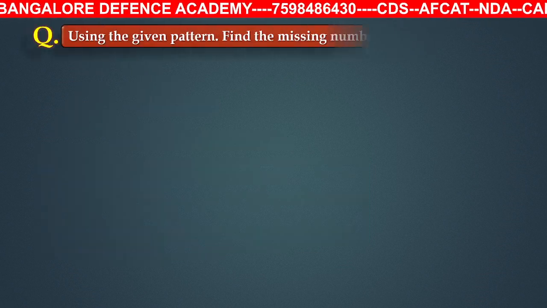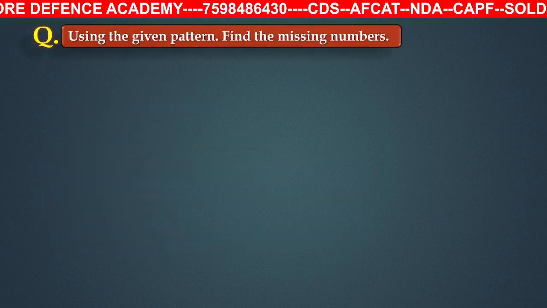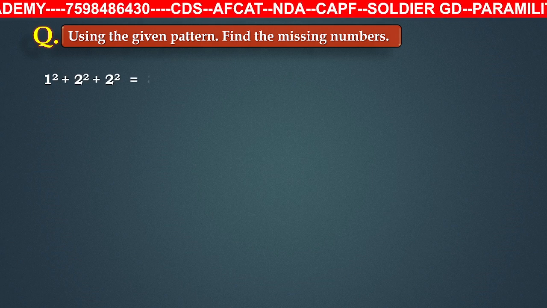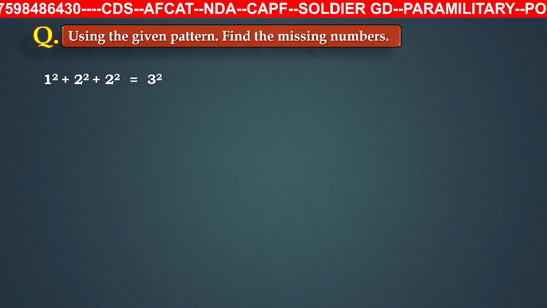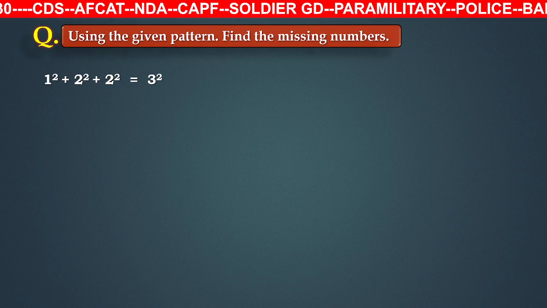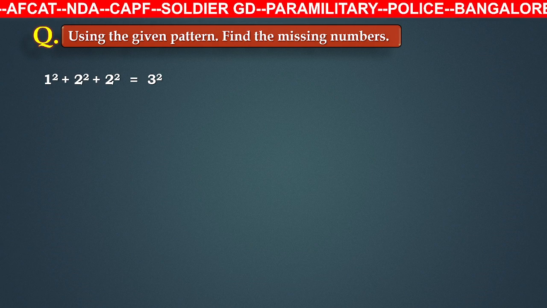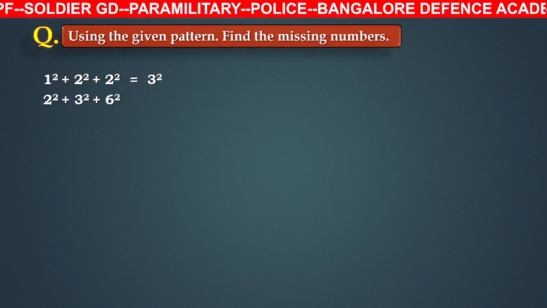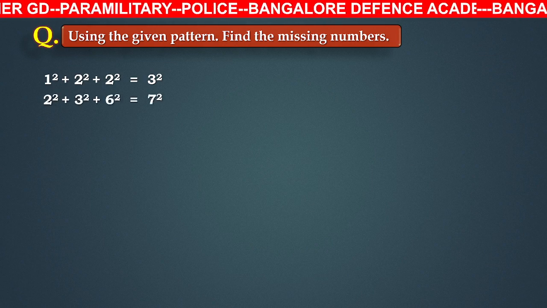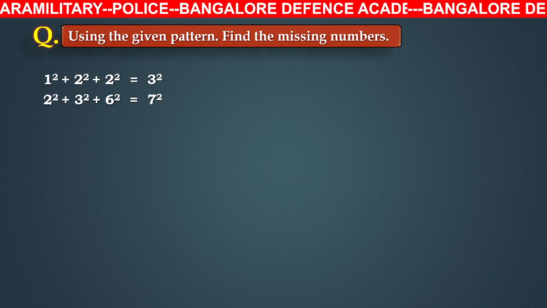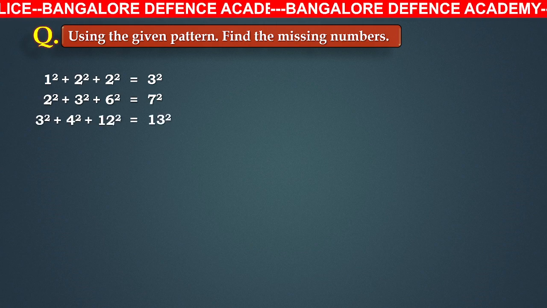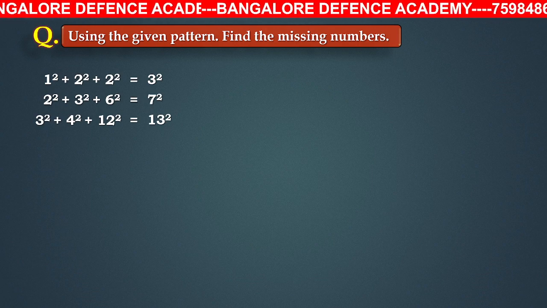Okay. Next, using the given pattern, find the missing number. 1 square plus 2 square plus 2 square gives me 3 square. Okay, you can just calculate, and I'll tell you the question here. You're going to tell me the missing numbers. Ready? Now you get 2 square plus 3 square plus 6 square. It gives me how much? It gives me 7 square, that is 49. Now here 3 square plus 4 square plus 12 square, it gives me 169, that is 13 square.